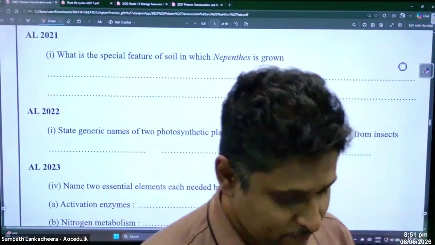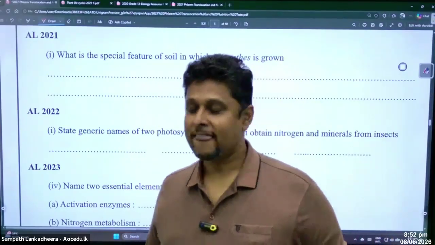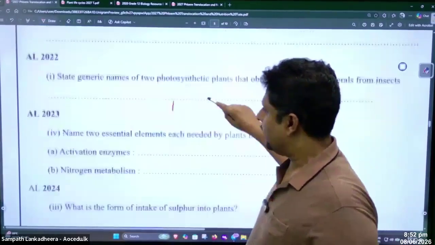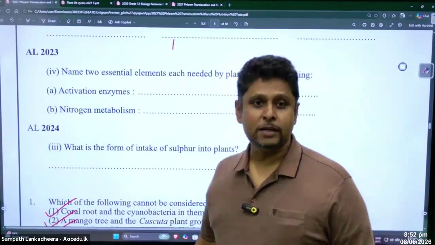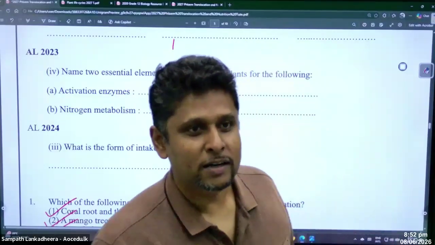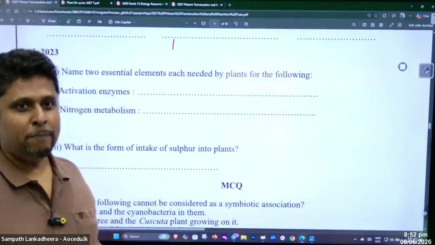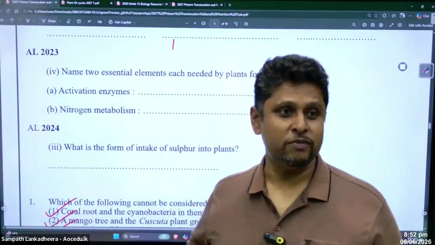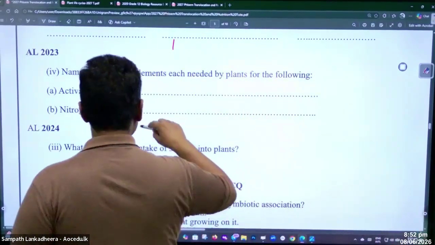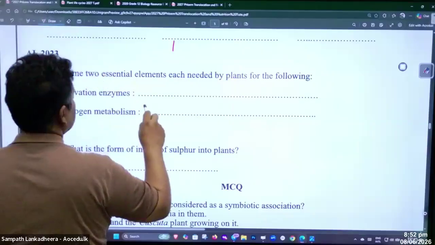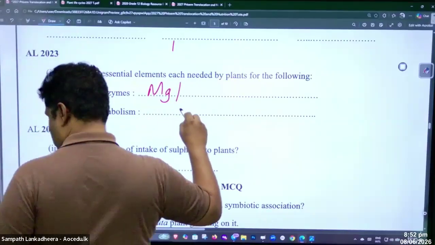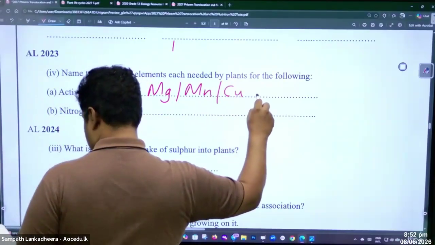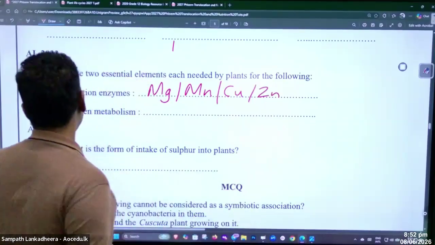And then people, next one, 2023 A-level paper question. Name 2 essential elements needed by plants for the following: activation of enzymes. What are you going to write? Magnesium. What else? Manganese, copper and zinc.